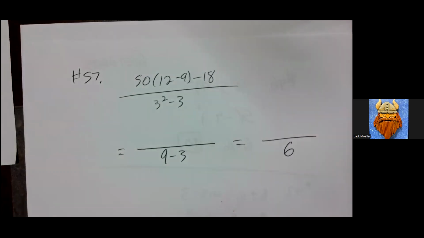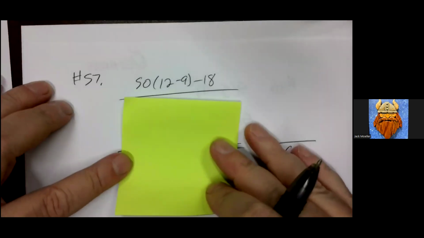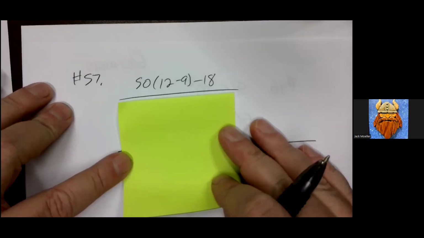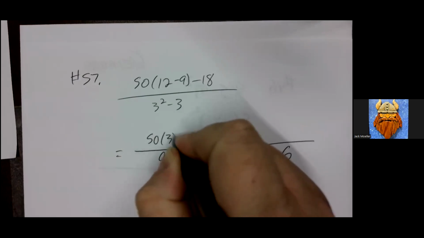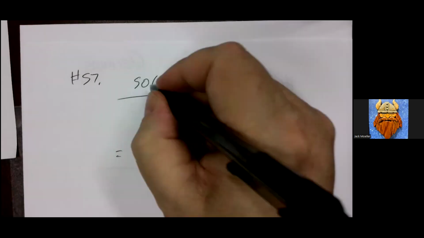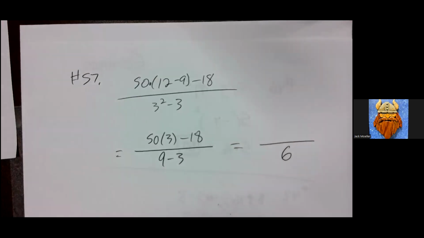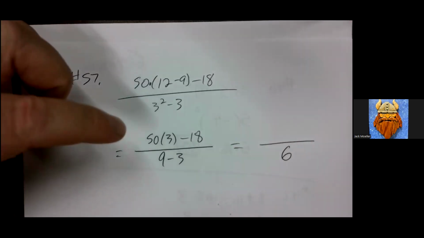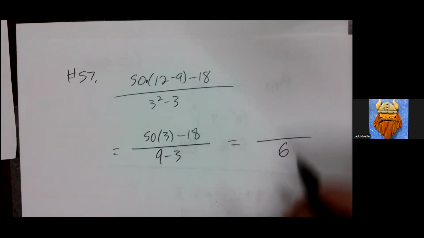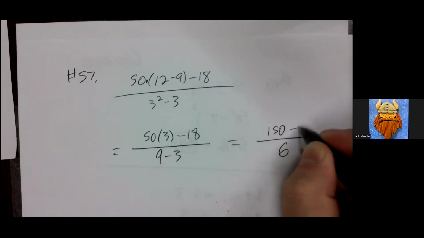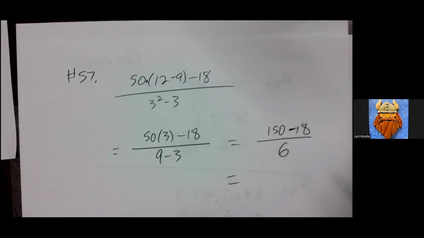Okay, so now what do we do first in the top? Well, that parentheses is a grouping symbol because there's something to do on the inside. So the first thing we do is 12 minus 9, which is 3. So we have 50 times that, so 50 times 3 minus 18. Now what do we do first? Well, we've got a multiplication and a subtraction. Multiplication is a higher priority. So we do 50 times 3, which is 150, minus 18. And then we continue on the top and do the subtraction. So that's 132 over 6.